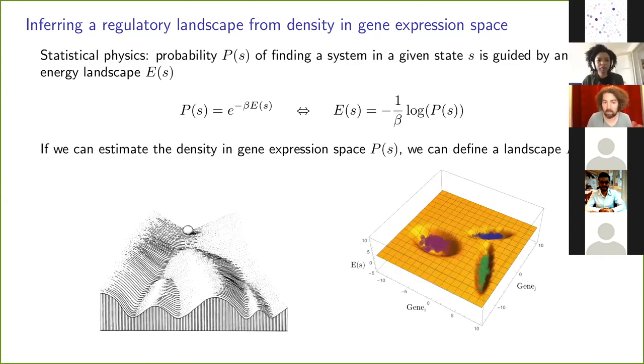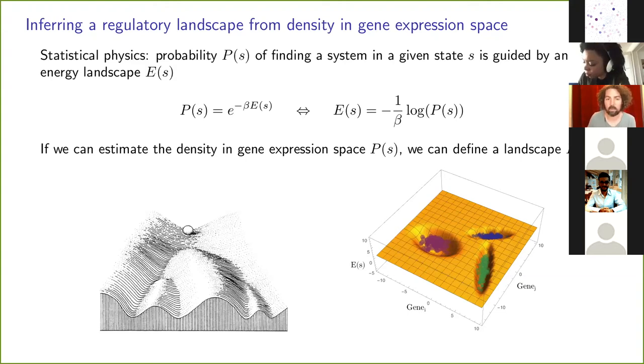So if we can estimate, measure the density of gene expression of cells in the space of gene expression, we can infer the landscape. This landscape would have different applications, like defining a cell type as a local minimum, defining a differentiation path as a valley of the landscape, and would allow us to ask what's the minimal perturbation needed to bring a cell from one state to another, similarly to an activation energy in a chemical reaction.